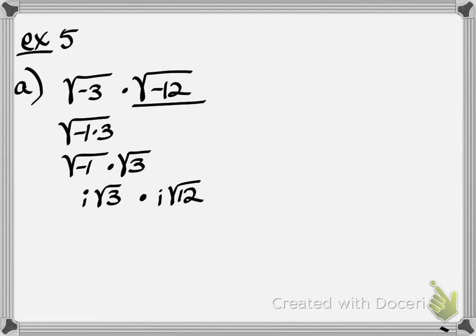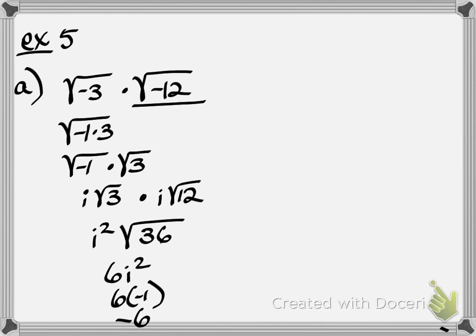Now you multiply the i's, and then you multiply the numbers under the radical, and the square root of 36 is 6. Oh, 6i squared, and i squared is negative 1. So your answer is negative 6. So I showed a lot more steps than I think are necessary. So also, it would have been fine if you had broken the 12 down first. It would have just worked out a little differently, but you still would have gotten the negative 6.